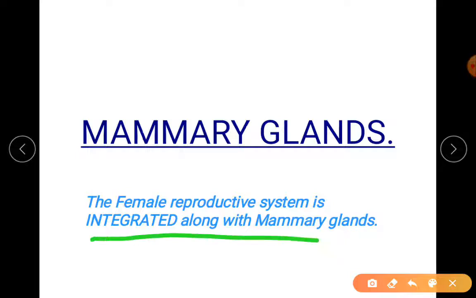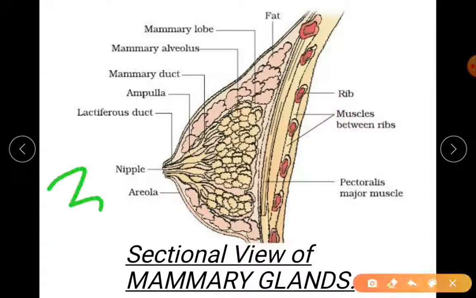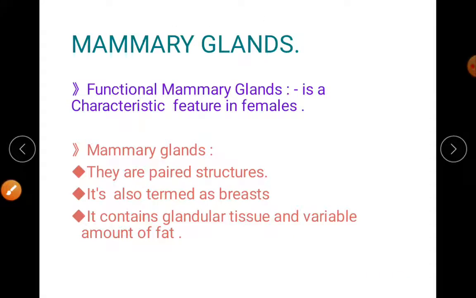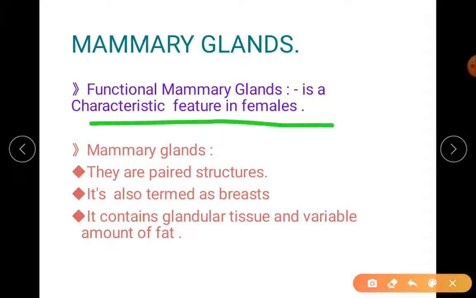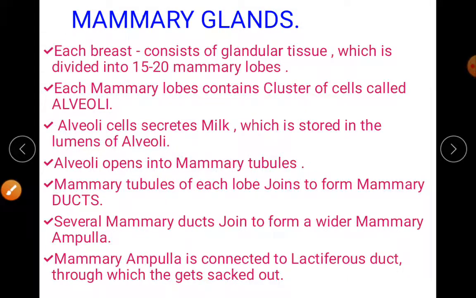About mammary glands, you already understood. It is an integrated structure along with the female reproductive system. This is asked for a 3-mark or 5-mark question. Please be ready. Practice it 2 times. It is a functional mammary gland, which is a characteristic feature in females. It is paired, also termed as breasts. If the question is asked what are mammary glands, you can say it is the characteristic feature in females and contains glandular tissue and a variable amount of fat. So this is about the parts, which I'll explain here in the picture.